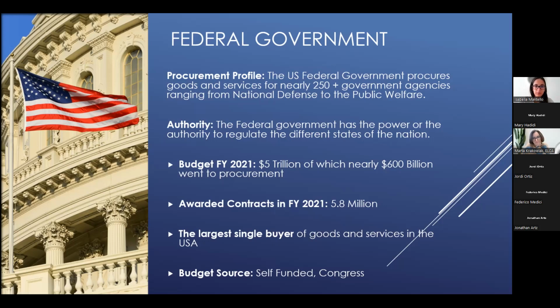So if you're looking to where to focus your efforts, where to spend your time, if you're looking to get into the US procurement market, my suggestion would be the federal level. It's the easiest, it's the most comprehensive, it's the biggest, and it is the most well-defined. And we'll get into that here in a minute. Their budget source. So everything comes back to money, sadly. Where do they get their money? They're self-funded. They can print their own money. Congress can set their own budgets. It's virtually unlimited. And so that's what we're looking at here.